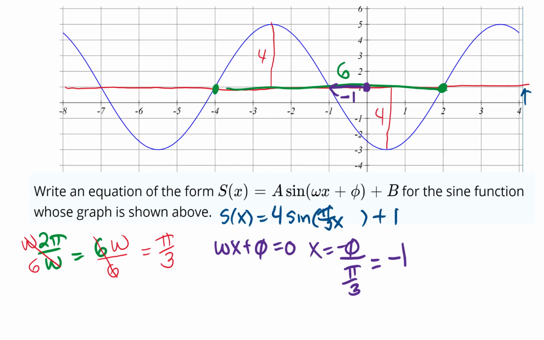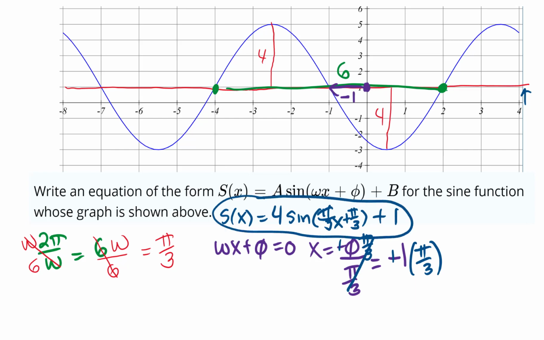So let's go ahead and solve this for phi. Multiply both sides by a -1. We get those both sides now become a positive. And then if I multiply this side by pi over 3, those will cancel, and I multiply this side by pi over 3. So our phi needs to be pi over 3. So I'm going to put plus pi over 3. And that is the equation that we see graphed.